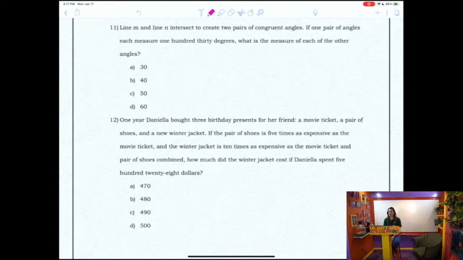Number 12 asks, one year Daniela bought 3 birthday presents for her friend, a movie ticket, a pair of shoes, and a new winter jacket. If the pair of shoes is 5 times as expensive as the movie ticket, and the winter jacket is 10 times as expensive as the movie ticket and the pair of shoes combined, how much did the winter jacket cost if Daniela spent $528?